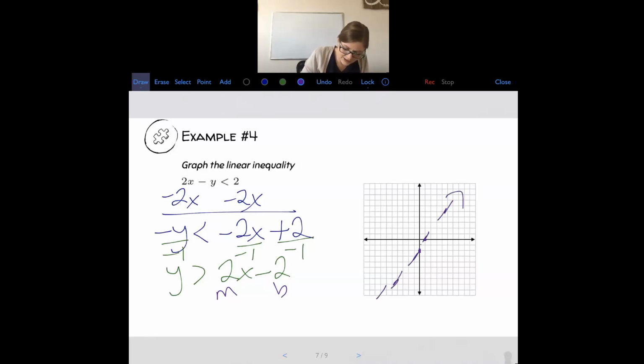Okay. And we're shading values that are greater than 2x minus 2. So again, look at a point. Above is up here, so then we shade above the entire line.